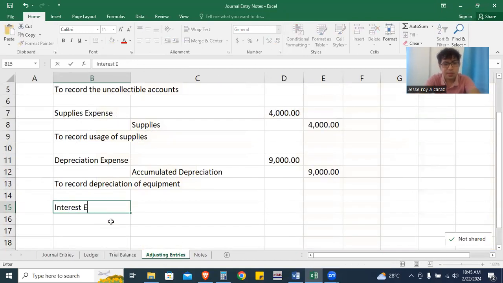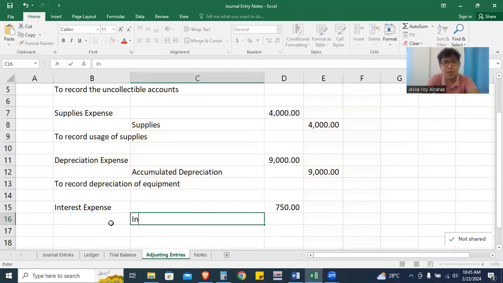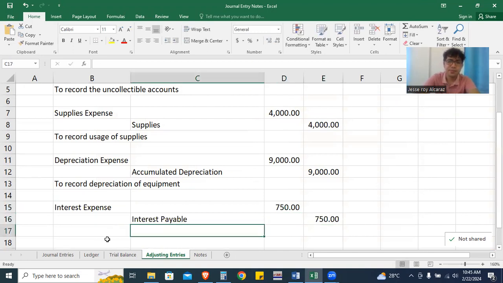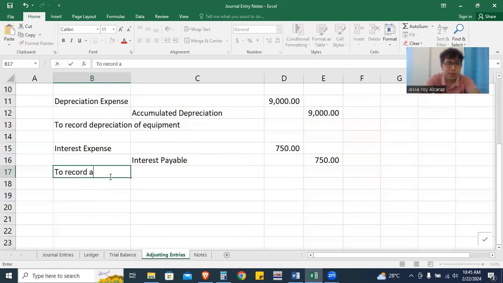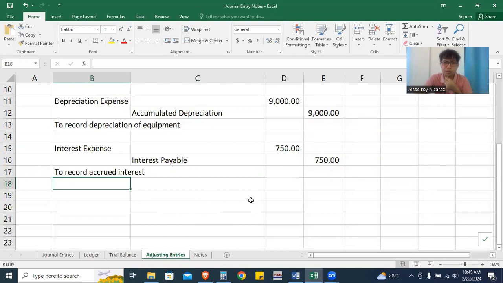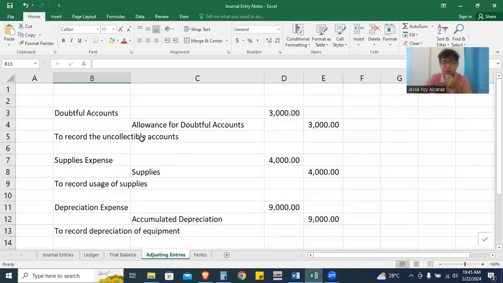Interest: debit, interest expense, 750, and credit, interest payable, or accrued interest payable. So, to record accrued interest. If you have questions as to the adjusting entry, feel free to type it down in the comment section and I'll gladly answer them.